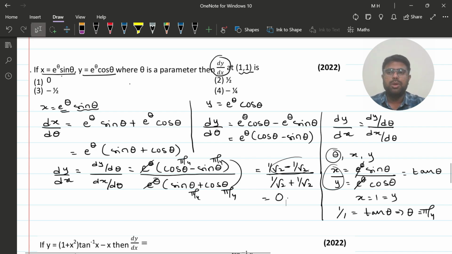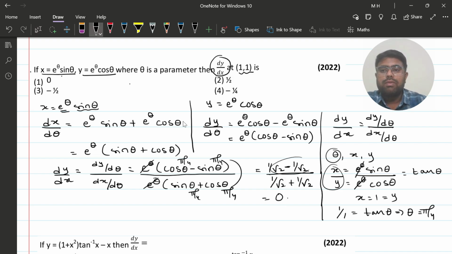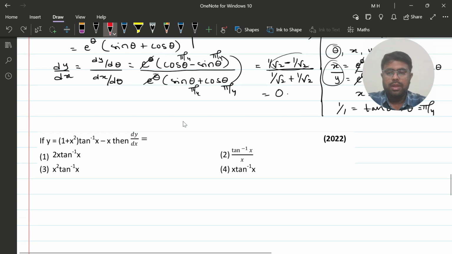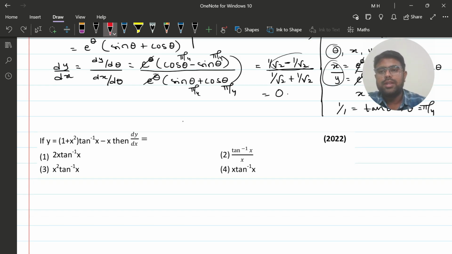That was an easier problem, but what we learned here is, if x and y are given and we don't have the value of the parameter, we can still find it using the function that is given. It's not functions that are given, it is one function, x and y put together. Again, a question from 2022 that says, if y is equal to so and so, then dy by dx is equal to. Fine, we can do it.